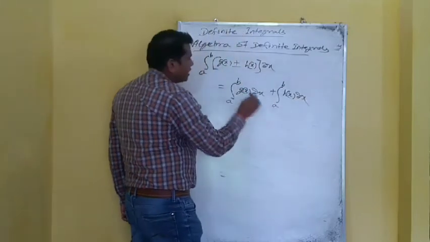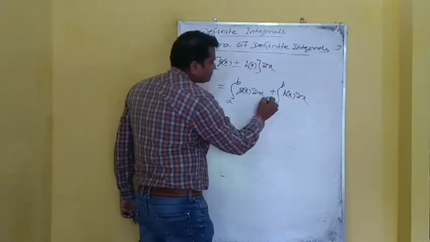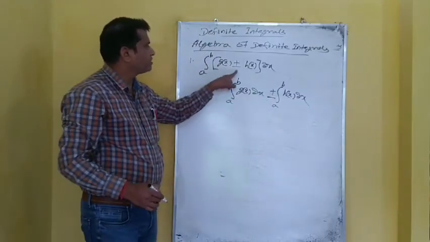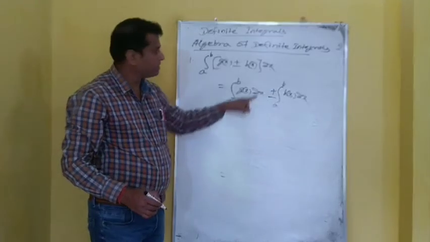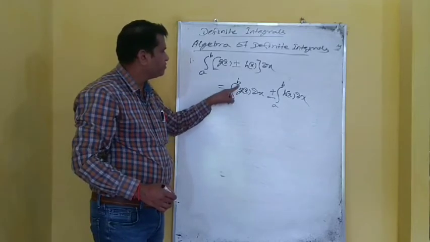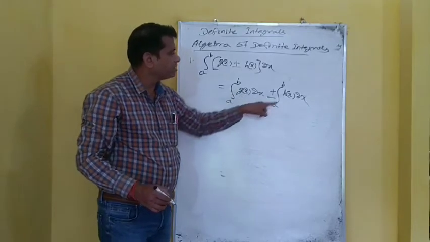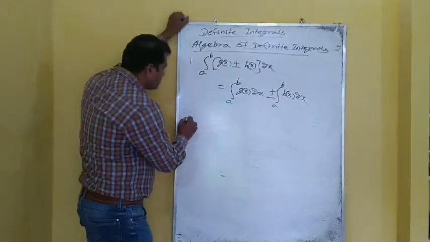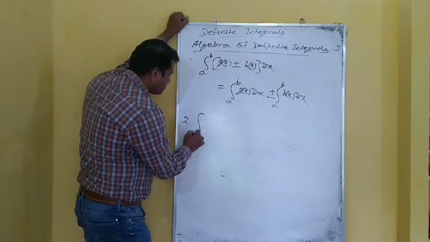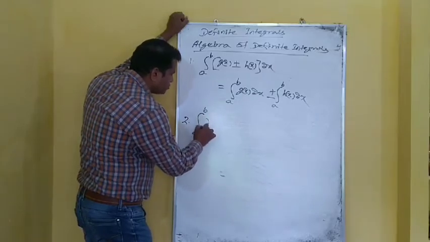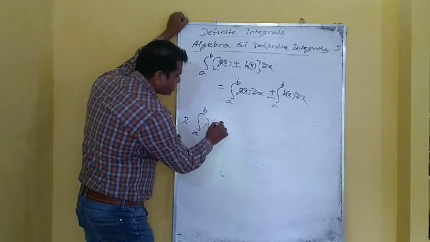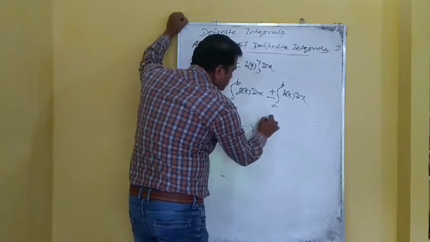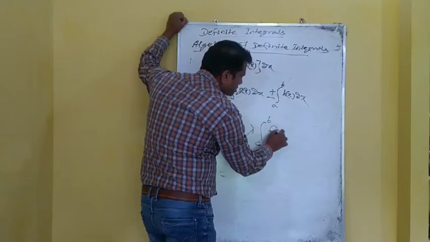If we have subtraction, then the integral from a to b of g of x minus h of x dx is equal to the integral from a to b of g of x dx minus the integral from a to b of h of x dx. If we multiply a constant with a function, the integral of lambda f of x dx is equal to lambda times the integral from a to b of f of x dx.